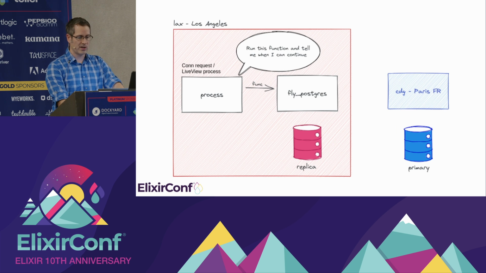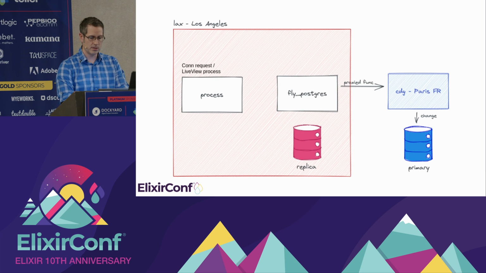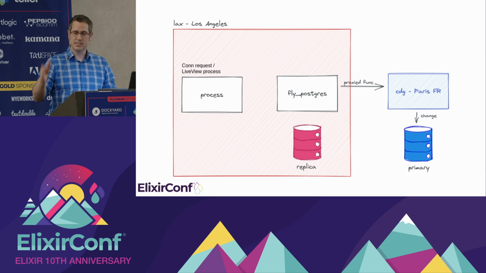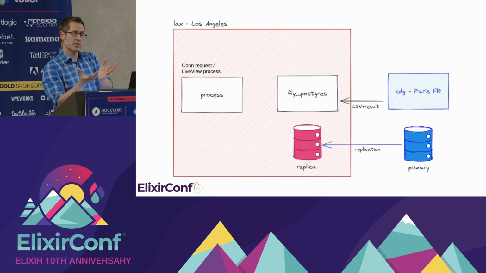So let's walk through the process to make it a little more clear. A connection request or a LiveView process, but it's a process. Nothing happens in Elixir without a process being the one doing it. A process says, execute this function on the primary. And Fly Postgres passes it on to the application running in the primary region. It makes the change in the database, and it passes back the LSN. So the RPC call returns with the LSN, the log sequence number that has our changes, and the result of the call.